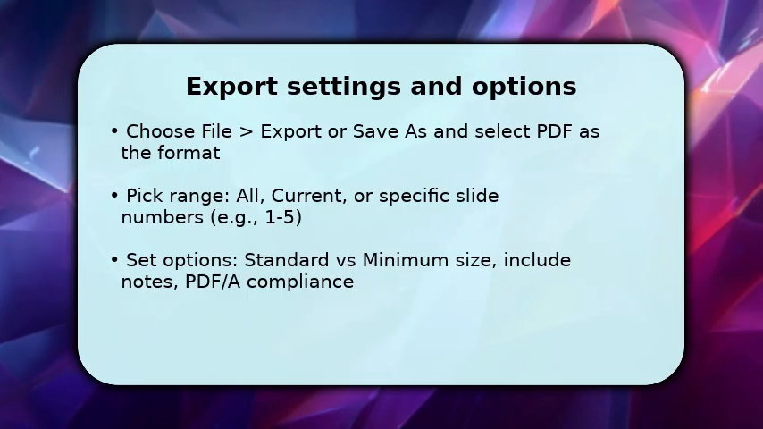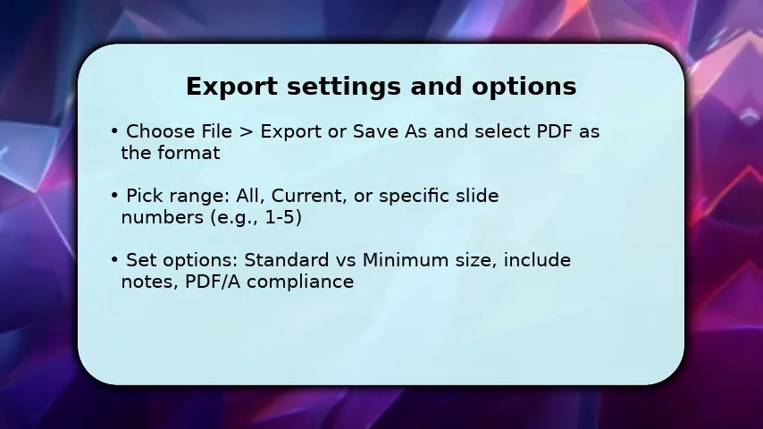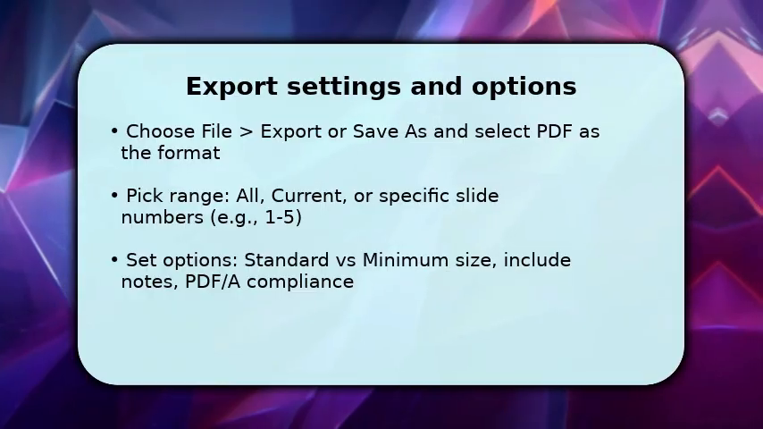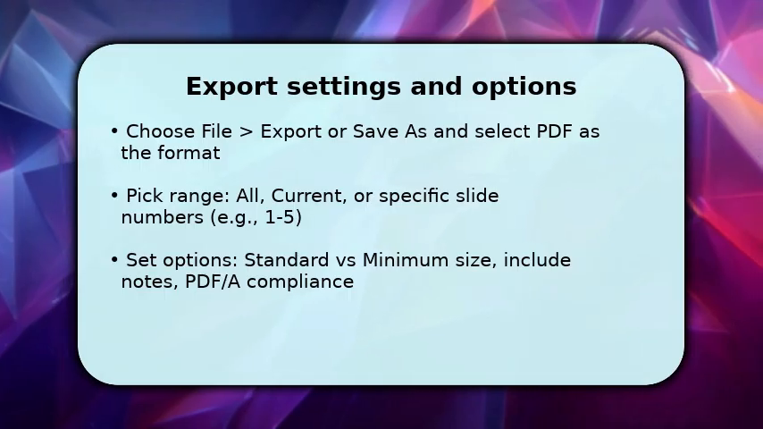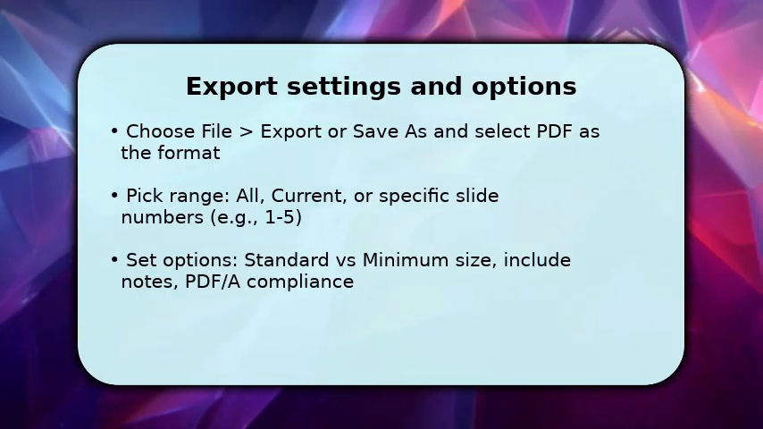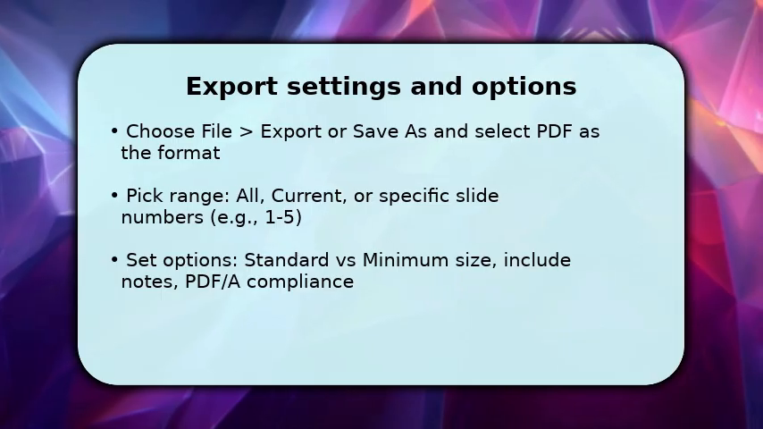Select PDF as the format, then choose the slide range. Export all slides, the current slide, or enter specific numbers like 1-5. Make a deliberate choice between standard, high quality for printing, and minimum size, smaller file for email.